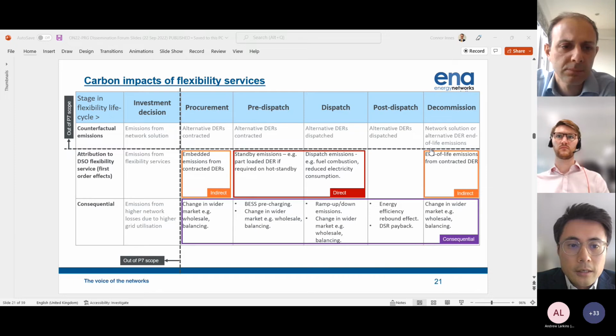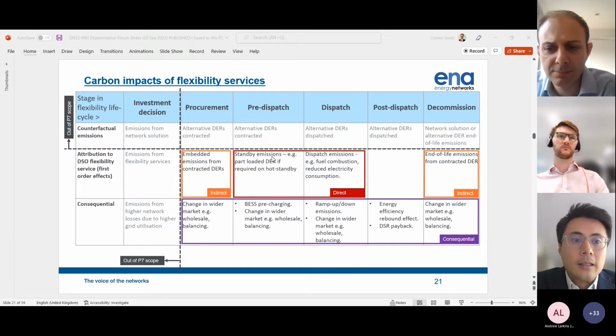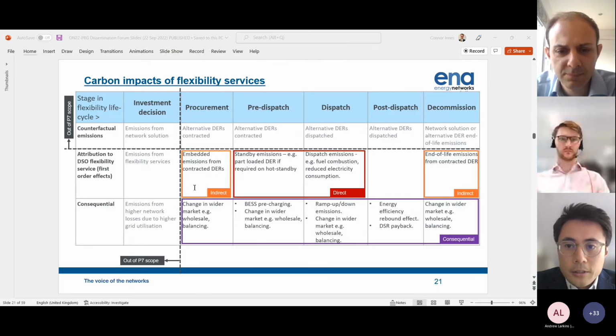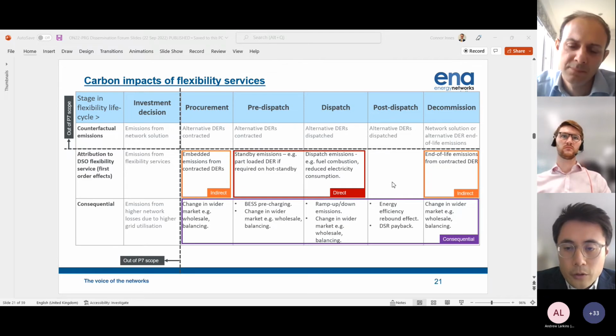of using flexibility services. The counterfactual carbon impacts, say the carbon impacts of reinforcement, are out of scope, and also the optioneering between different options is out of scope of P7, which would require the carbon calculation for the counterfactual of flexibility, which may be reinforcement. It may also include the impact on wider network losses, and that's out of scope. So focusing on the direct, indirect, and consequential impacts of outturn flexibility actions.